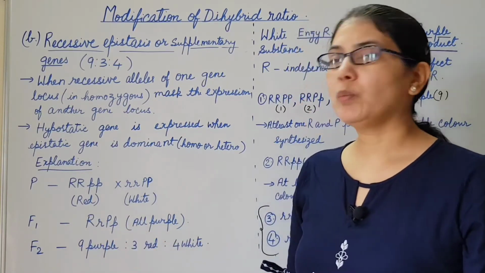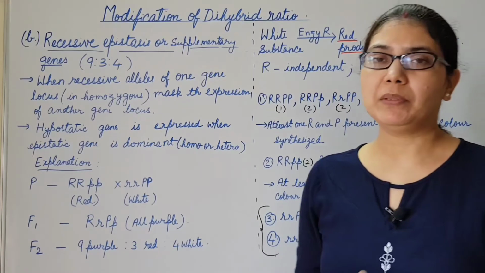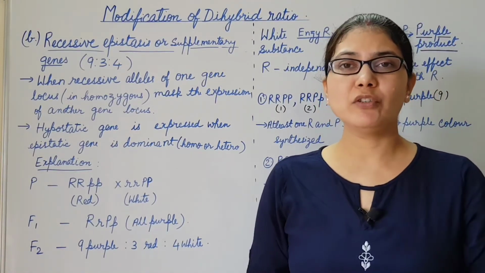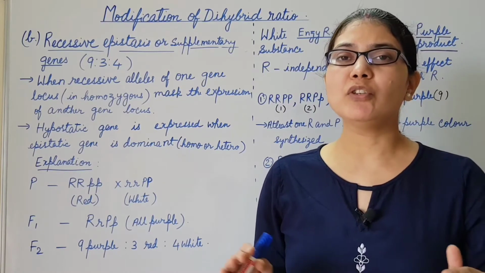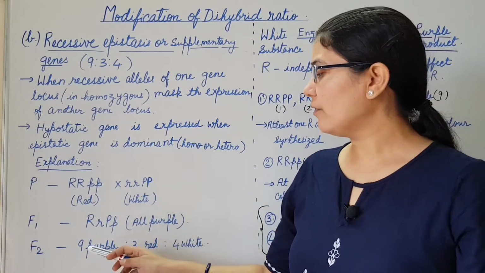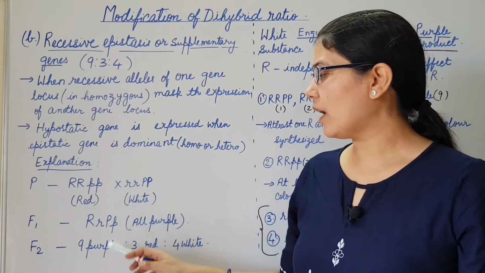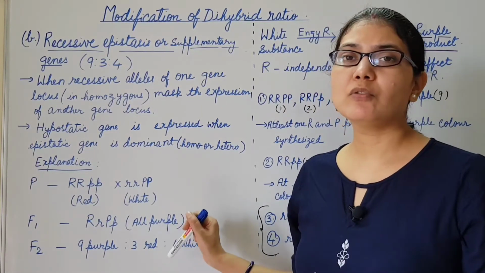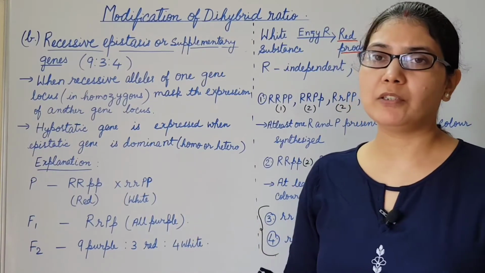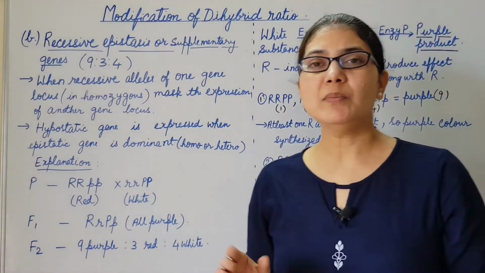The F1 generation which we get is all purple. Then this F1 generation is self-fertilized and we get the F2 generation. This F2 generation has the ratio 9 purple flower plants to 3 red flower plants to 4 white flower plants. So how is it possible?